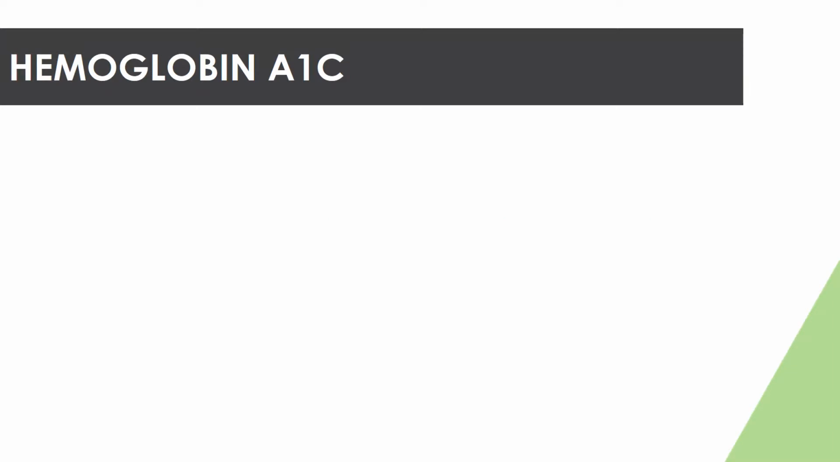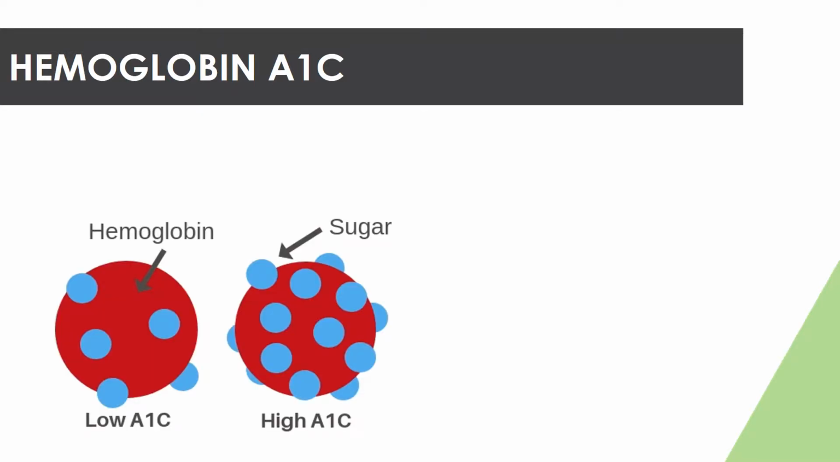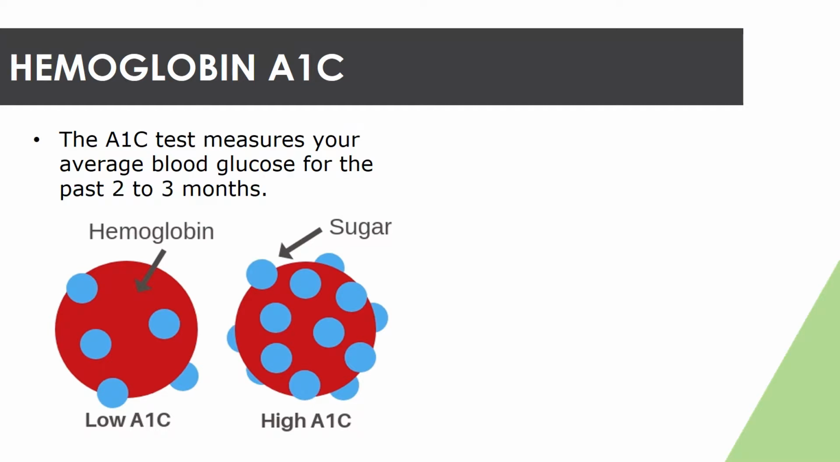In addition to reviewing your blood sugar record, your physician may also order a hemoglobin A1C test. Excess sugar in the blood attaches itself to hemoglobin cells, also found in the bloodstream. The more sugar on these cells, the higher the A1C. This test provides an average blood glucose level over the past 2 to 3 months.